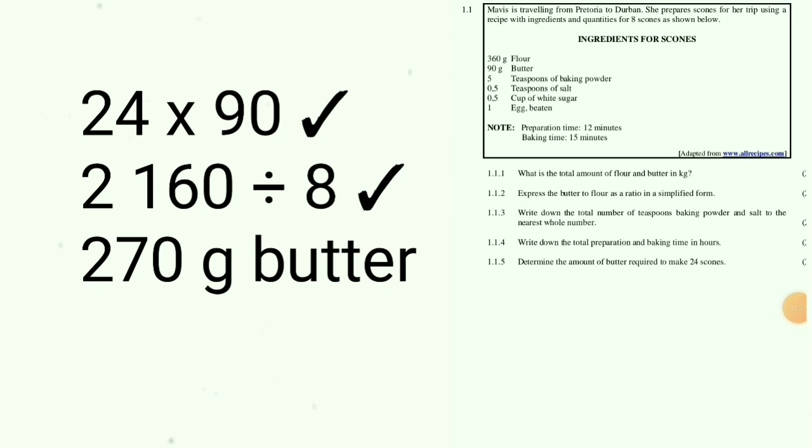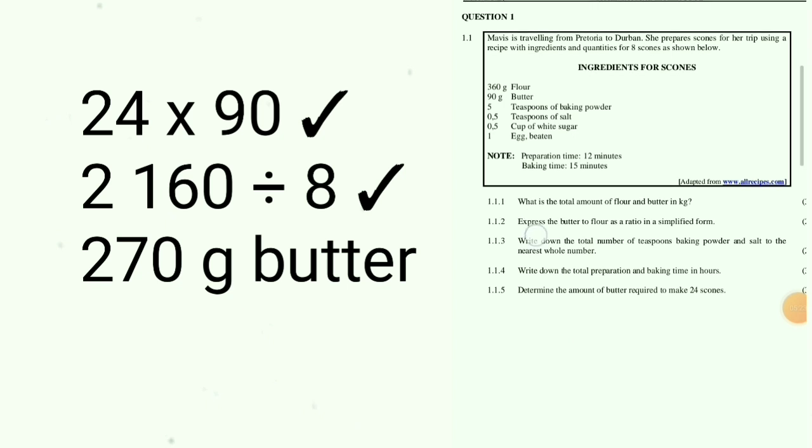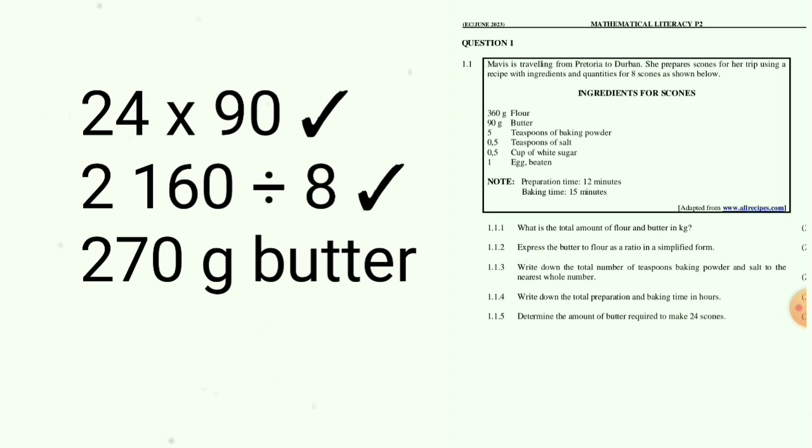So here's the tricky part, guys. That's why I say if you don't read the questions in Mathslit, you're going to be misled, or you will say you don't understand. Read this statement here that I made in blue. I hope you guys can see the screen. Mavis is traveling from Pretoria to Durban. She prepares scones for her trip using a recipe with ingredients and quantities for 8 scones as shown below. So all of this, let me make it blue.